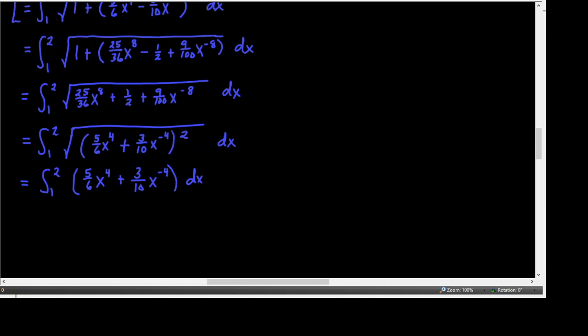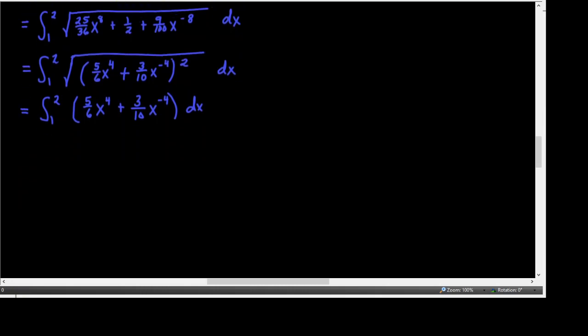Okay, so the antiderivative of 5/6 x to the 4th, I'm going to raise the power by 1 to become x to the 5th and divide by the new power, 5, so that'll become 1/6 x to the 5th. And then raising the power by 1 to negative 3. Dividing by that new power will make this negative 1/10 x to the negative 3rd, evaluated from 1 to 2.